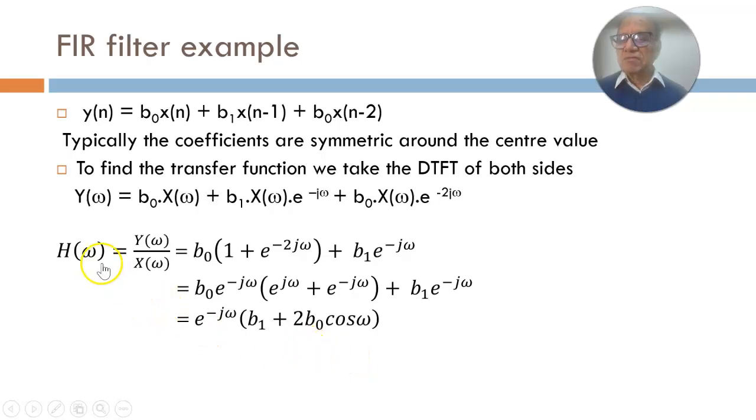So the phase of this transfer function is decided only by this part, and the phase clearly is e raised to theta. So in this case theta will be equal to minus omega. So theta is minus omega. So this tells you that for this specific example of the FIR filter, phase is indeed linearly related to omega.